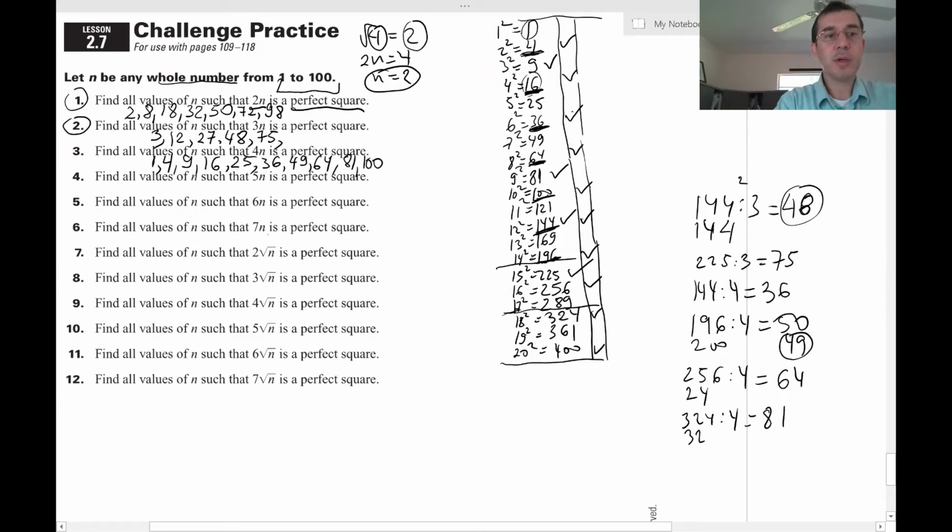Okay, so those are the solutions for number 3, and we have quite a few of them. Next one, find all values of n such that 5n is a perfect square. So n is up to 100, so 5n can be up to 500. So here we go, 21 squared, 22 squared, until we get to 500.